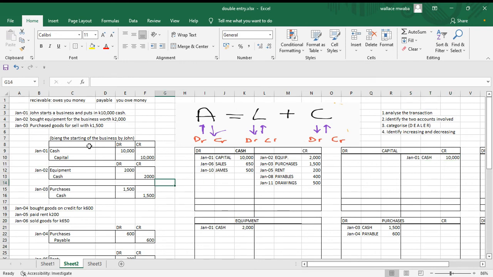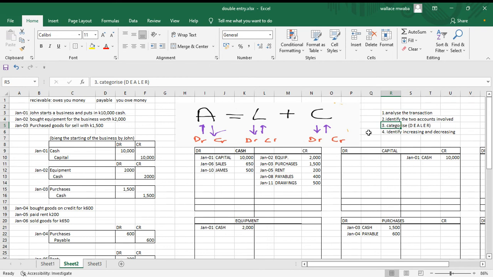January 2nd, bought equipment for the business worth 2,000. Let's analyze the transaction. We're buying equipment for the business. What are the two accounts involved? The cash account and the equipment account. Let's categorize. The cash account is an asset. The equipment account is also an asset. Remember, assets are things we own.